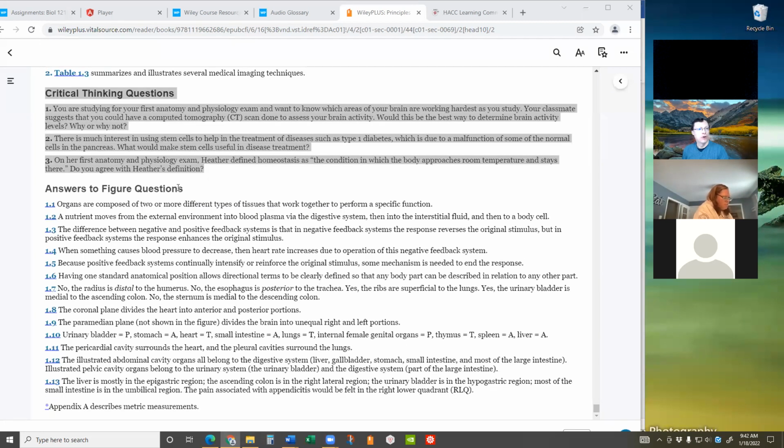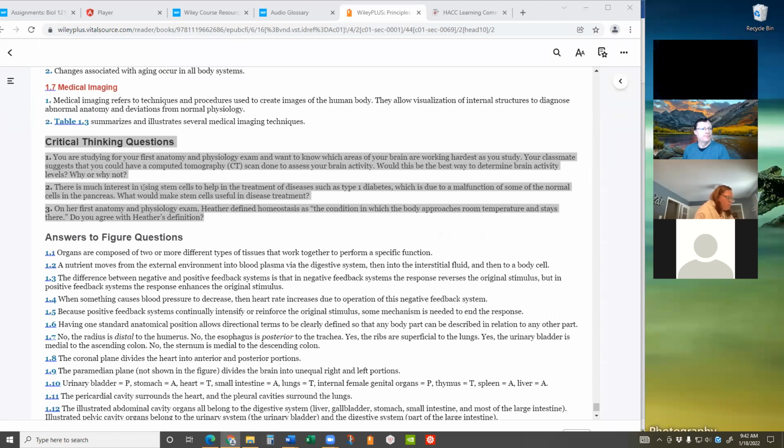Okay, so let me just read the first one. Critical thinking question number 1. You are studying for your first anatomy and physiology exam and want to know which areas of your brain are working hardest as you study. Your classmates suggest that you could have a computed tomography scan done to assess your brain activity. Would this be the best way to determine brain activity levels? Why or why not?